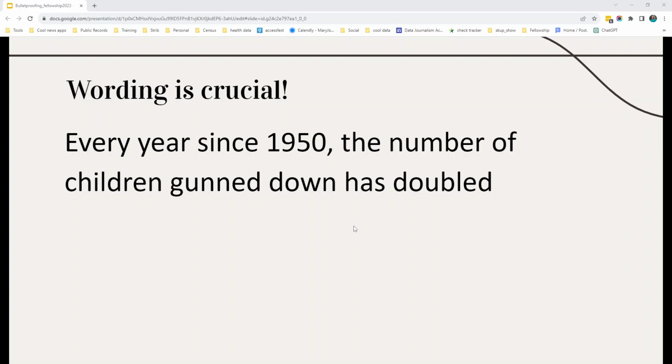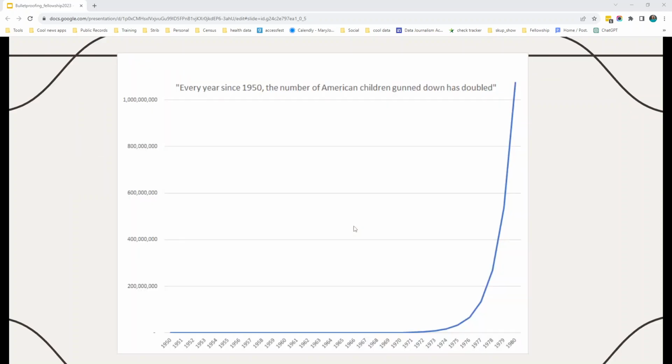So the author had come across this mentioned in one of his students' dissertations. It's saying every year since 1950, the number of children gunned down has doubled. In order to explain why this was wrong, he talked about how, assume that one child was killed by a gun in 1950. If it was doubling each year, which is what that sentence was saying, then there would be 2 in 1950, 4 in 1951. By 1965, it would have been 32,768.